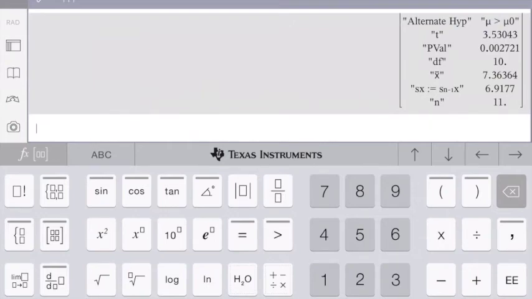So we would say, since 0.002 is less than 0.01, or 0.05, whichever alpha we use, we reject the null hypothesis. We conclude that depression scores were higher when they were taking the placebo. So it looks like caffeine does lower depression.